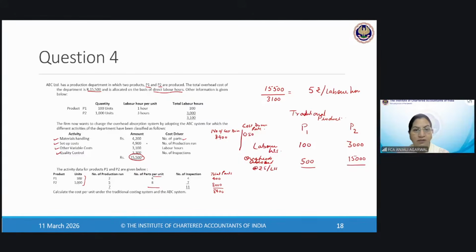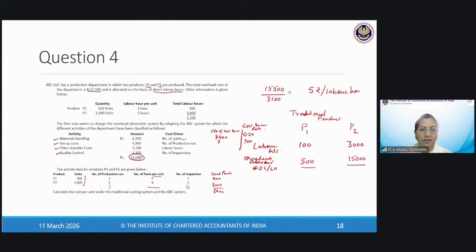Second, setup cost. The cost driver is number of production runs. Here we have the total production run 7, not per unit. And you know that production run means the things are coming out in batches. So you don't run a production run for each unit. So 7 is the total. Now 4,900 divided by 7, 700 is the cost driver rate.